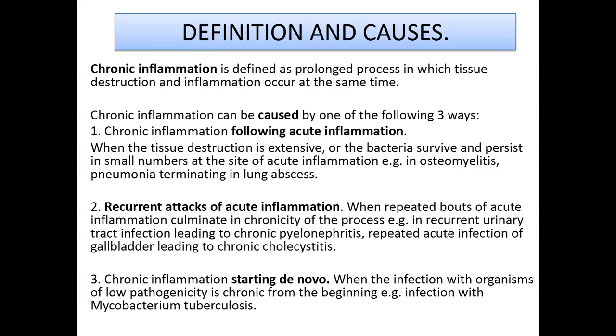The second way is recurrent attacks of acute inflammation, when repeated bouts of acute inflammation culminate in chronicity of the process. For example, recurrent urinary tract infection leading to chronic pyelonephritis, repeated acute infection of the gallbladder leading to chronic cholecystitis. Sometimes chronic inflammation starts de novo, when the infection with an organism of low pathogenicity is chronic from the beginning. For example, infection with Mycobacterium tuberculosis.